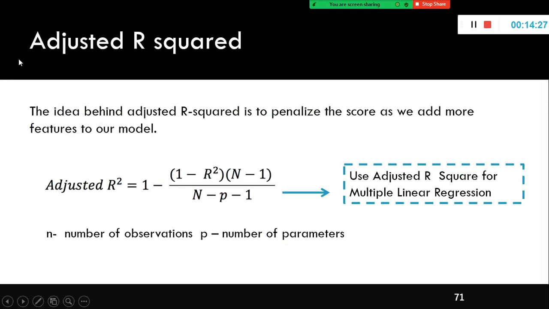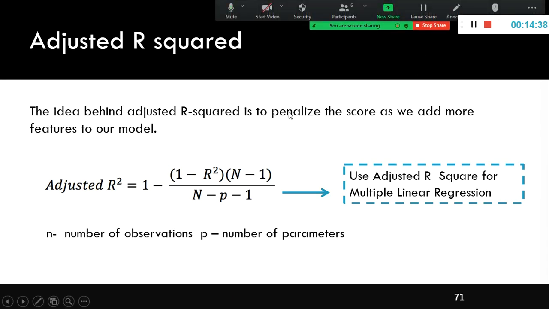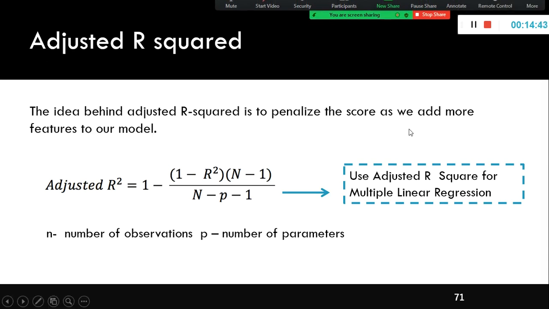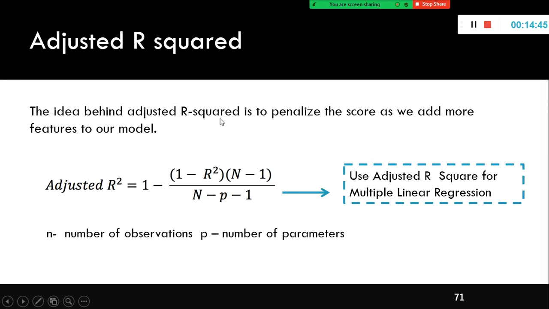So the next one is adjusted R squared. This is what most of my students used to tell me: Satya, they asked me the equation for adjusted R squared, even for a 12-year experienced guy, the HCL guy. The idea behind adjusted R squared is to penalize the score as we add more features to our model. When you keep adding more features, adjusted R squared penalizes the score based on the predictive power of the features.